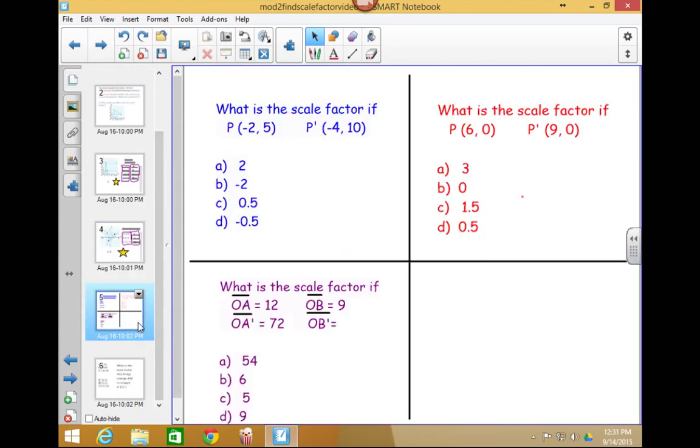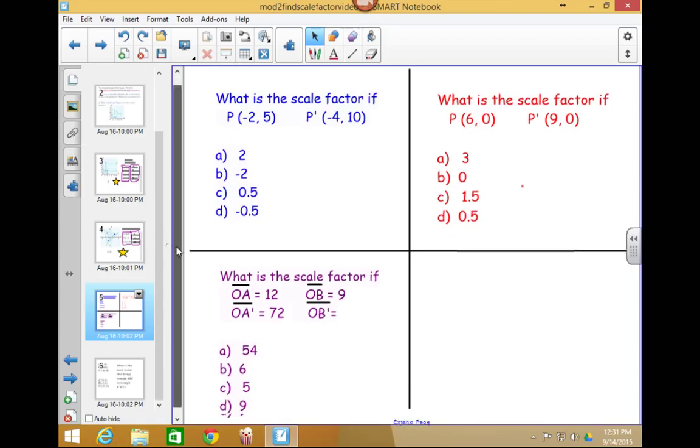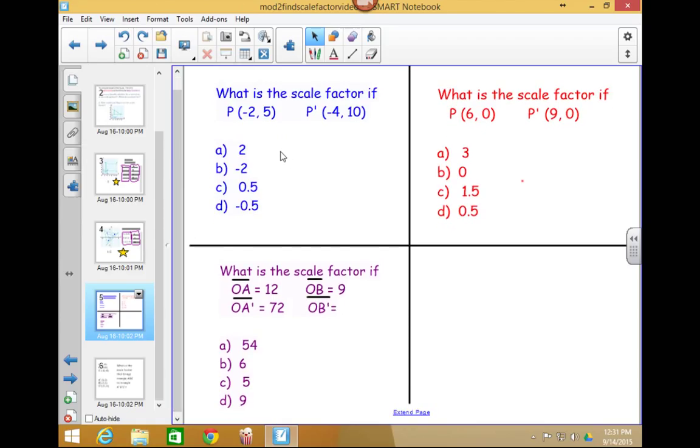A couple more questions to look at: what is the scale factor for this blue question if P, -2, 5, becomes P prime, -4, 10? If I look at my examples here, you will never multiply by a negative scale factor. So now I'm down to 2 options. One of the scale factors is going to make my numbers bigger, and one is going to make the numbers smaller. I see that -2 times 2 gives me -4, and 5 times 2 gives me 10. So my scale factor is 2.